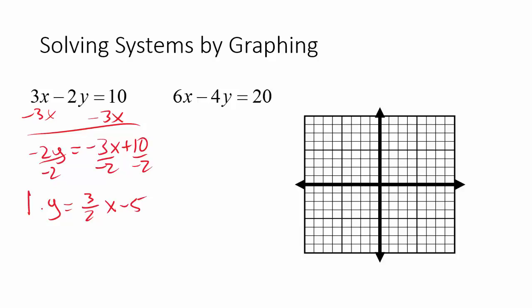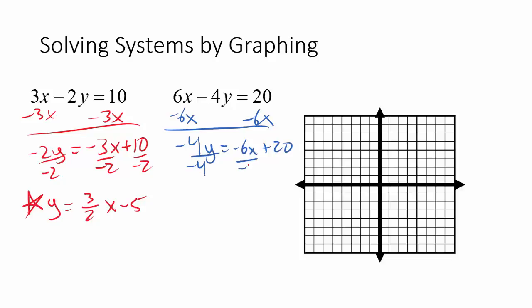So that takes care of the first line. That one's ready to graph. And now if I go ahead and check this second one, again, if I isolate the y, I'll subtract 6x over. It gives me negative 4y equals negative 6x plus 20. And then if I divide through by negative 4 here, I should be getting y is equal to 3 over 2x minus 5. Okay, so we're almost there.